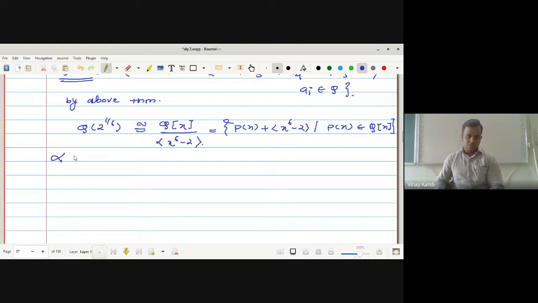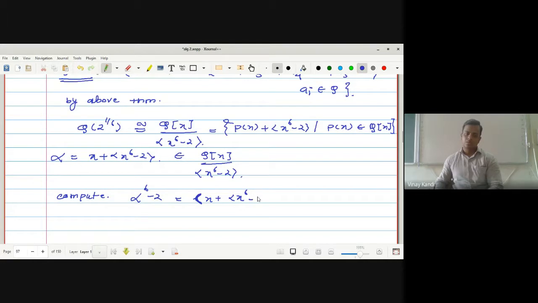Now let alpha is equal to x plus ideal generated by x raised to 6 minus 2. Okay, this is the element belongs to what? Q of x divided by x raised to 6 minus 2. Okay, now compute alpha raised to 6 minus 2. What is alpha? x plus ideal of x raised to 6 minus 2, bracket raised to 6, minus 2 plus ideal generated by x raised to 6 minus 2.